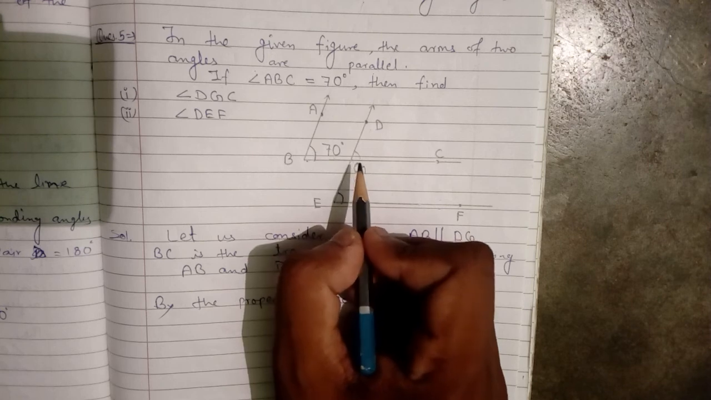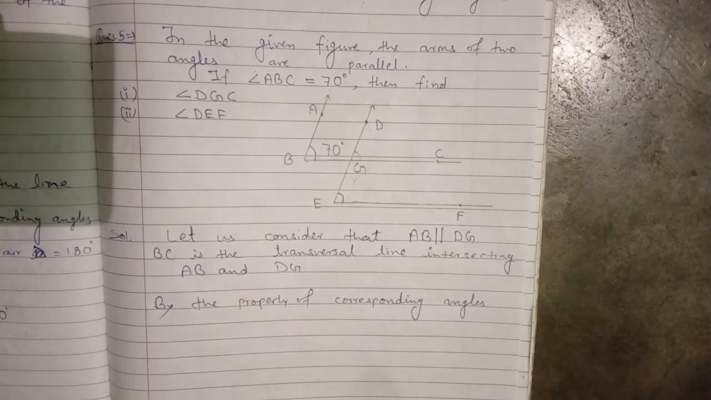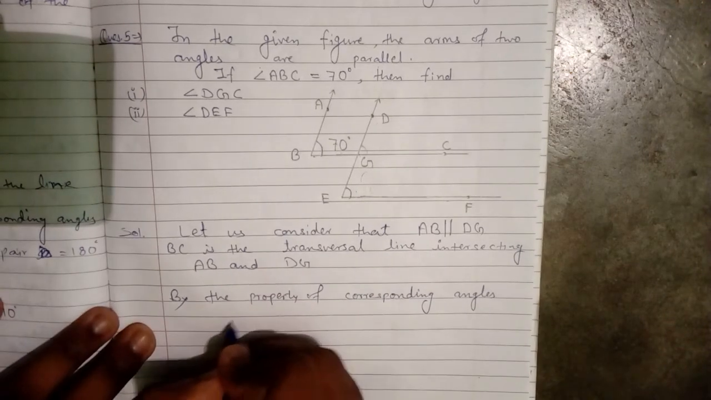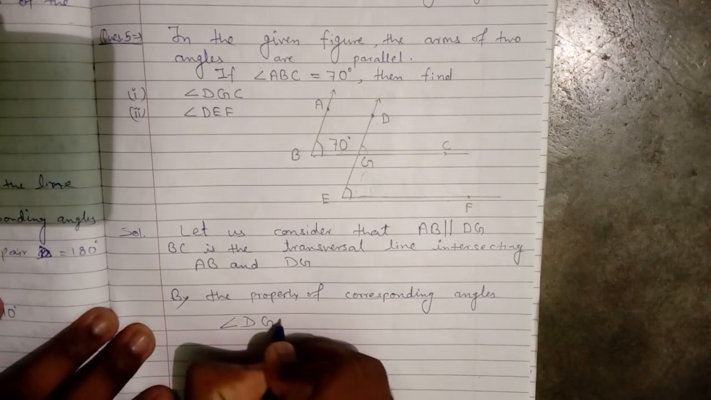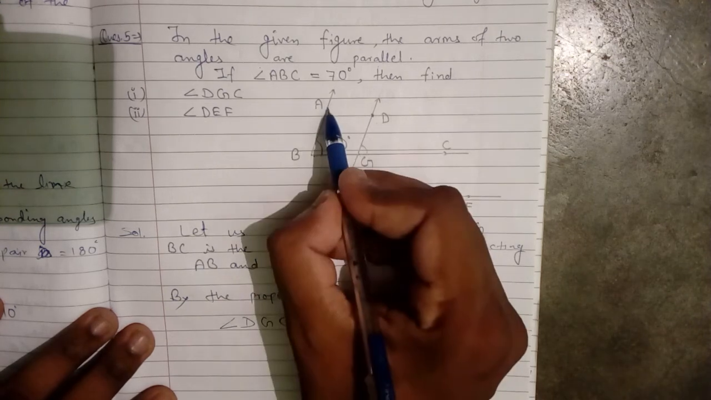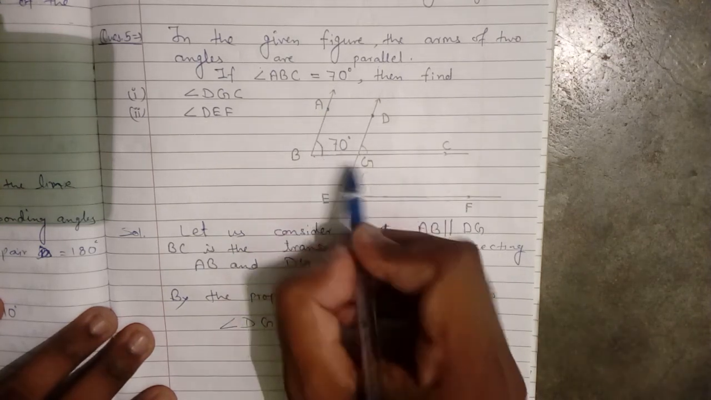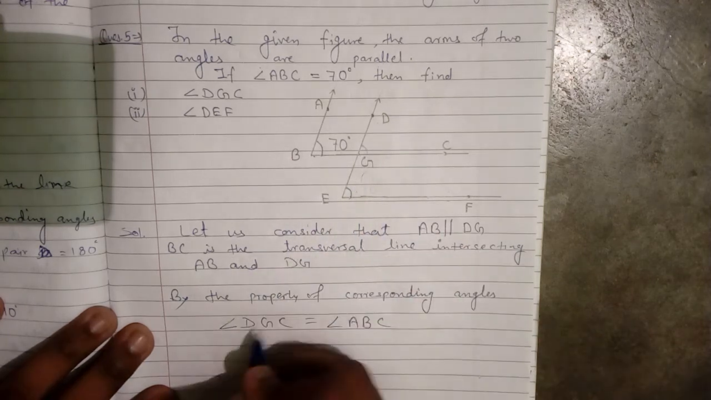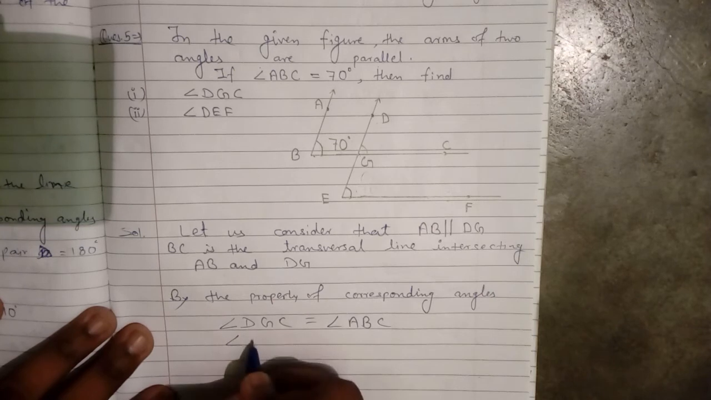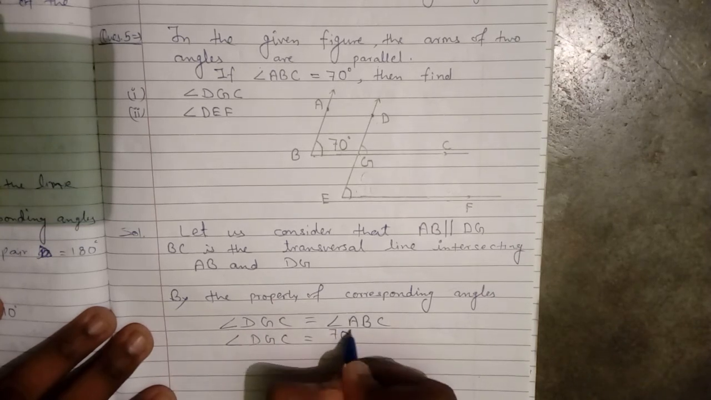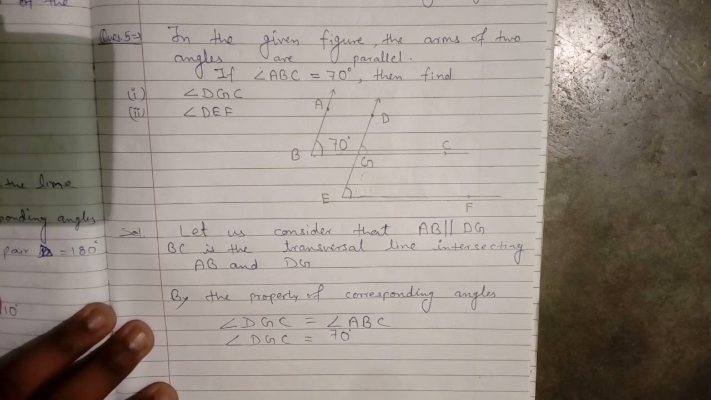So we will write here that angle DGC equals angle ABC. This angle ABC of 70 degrees is corresponding to angle DGC, this angle. Okay, so angle DGC equals 70 degrees. Here we found the measure of angle DGC.